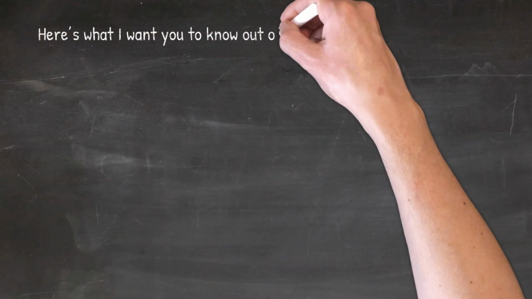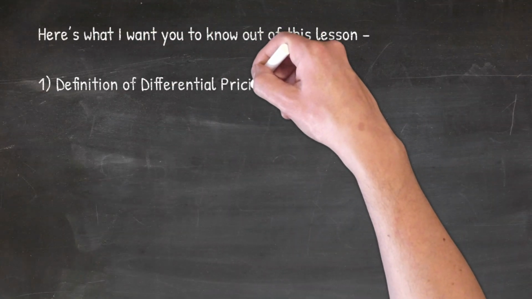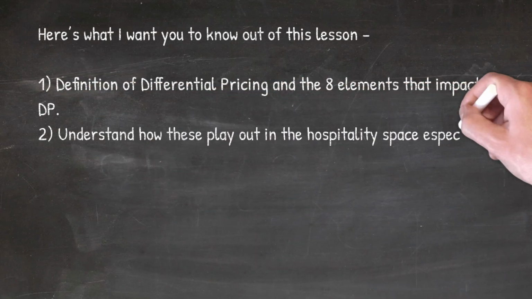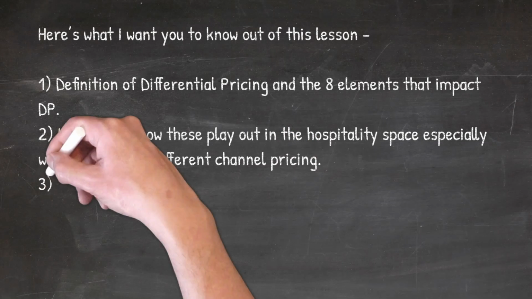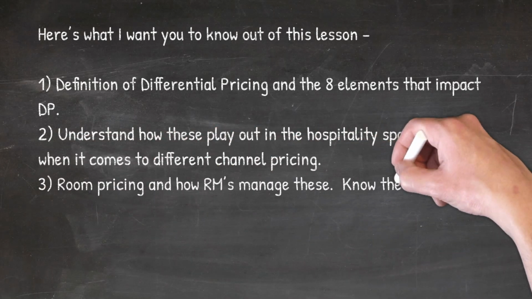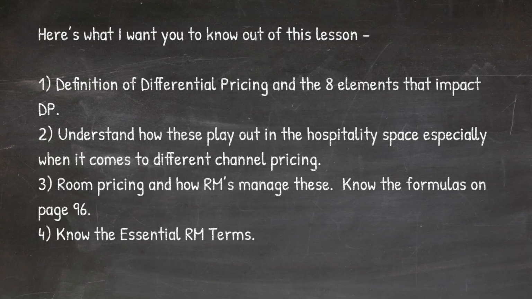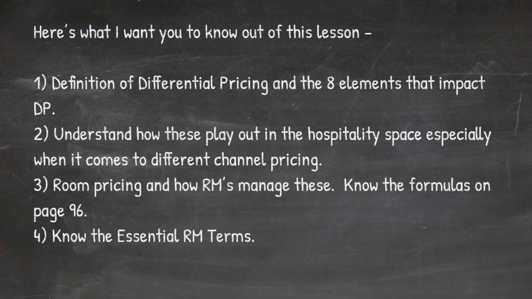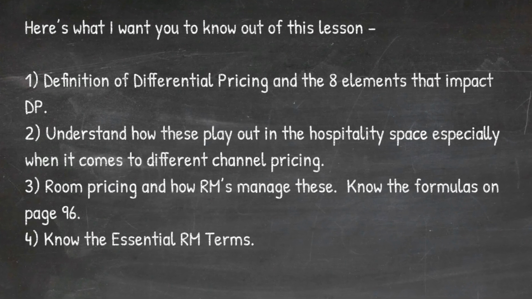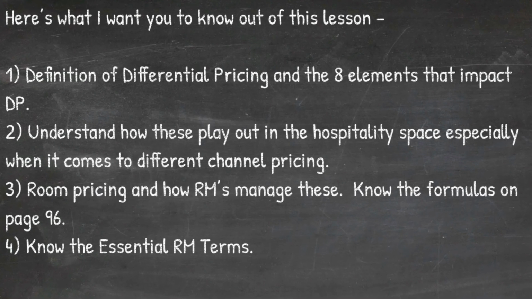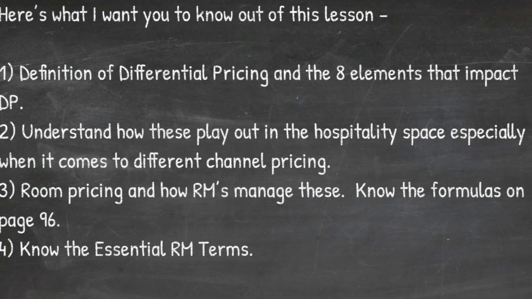Okay, here's what you have to focus on out of this lesson. Understand differential pricing and the 8 elements that impact it. Understand how these are used in the hospitality space, especially when it comes to channel pricing. The book goes into that in detail. Understand the revenue manager's role in managing all of these and the formulas on page 96. You don't have to memorize the formulas, just be able to reference them. And as always with every chapter, know the terms.